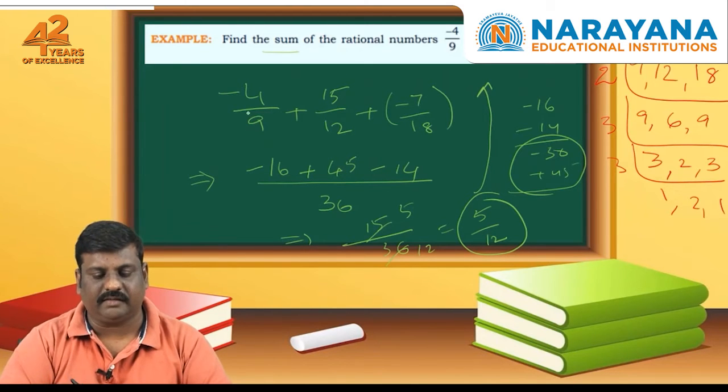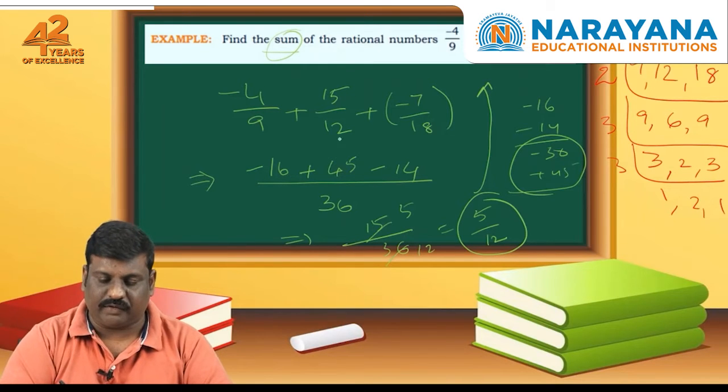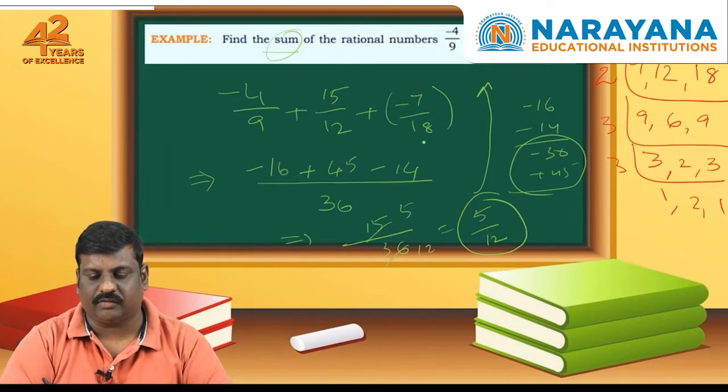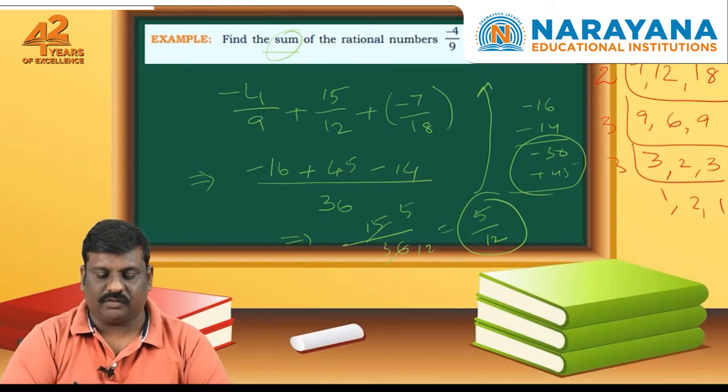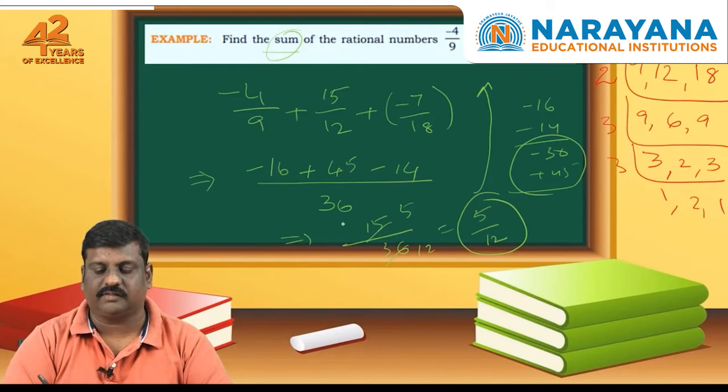Just write the given rational numbers in order. The sum is minus 4 upon 9 plus 15 upon 12 plus minus 7 by 18. Take the LCM of these three denominators 9, 12 and 18, which comes as 36. So write 36 as the common denominator.